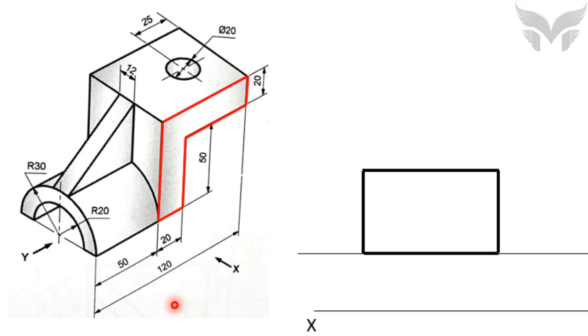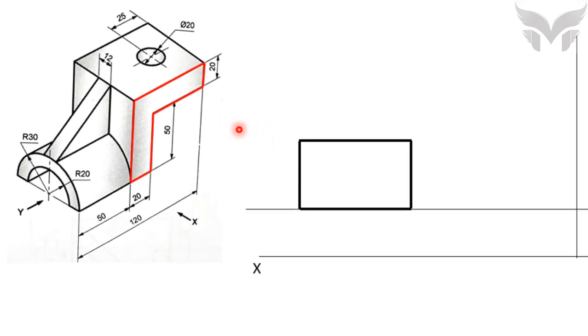Now I'm pretty sure you can imagine how this part will appear to you from the front. So let's start by drawing this vertical edge, and the length of this edge is equal to the total height of the object, which is this 50 plus this 20, total 70. So now draw a vertical line of length 70 mm.